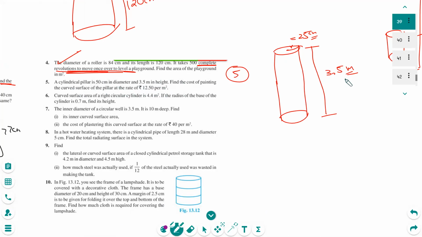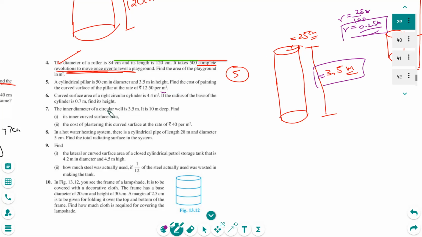Find the cost of painting the curved surface area of the pillar at the rate of this. Very easy question. So what we will do, we will convert this centimeter into meter. Sir, why not this meter into centimeter? Because later on we need per meter square. That means we need meter square. So that's why I will convert this into meter. So this will be 0.25 meter. Dividing by 100 means converting into meter. Now my radius is 0.25 meter and my height is this.